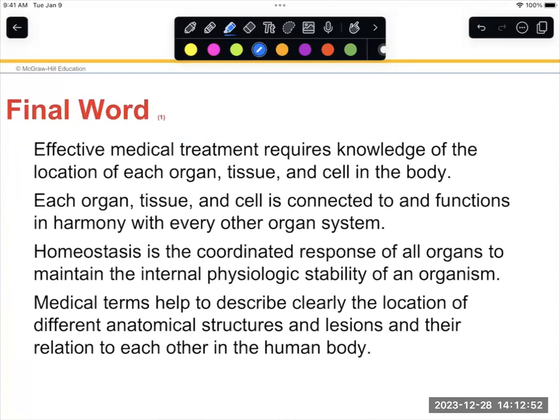So effective medical treatment is going to require the knowledge of the location of each organ, tissue, and cell in the body. Each organ, tissue, and cell is connected to and functions in harmony with every other organ system. Homeostasis is the coordinated response of all organs to maintain their internal physiologic stability of an organism. Medical terms help to describe clearly the location of different anatomical structures and lesions and their relation to each other in the human body.